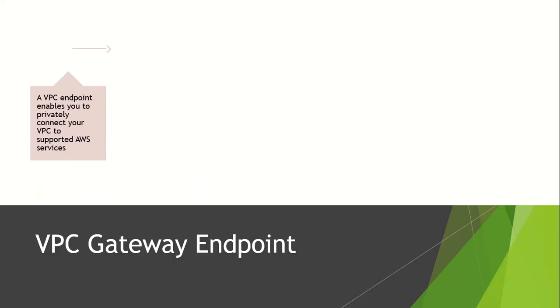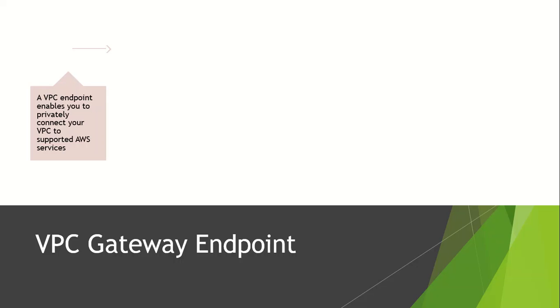So what is a VPC endpoint? A VPC endpoint enables you to privately connect your VPC to supported AWS services. So what does it mean, guys? If you remember, in our NAT gateway video, we created a NAT gateway in our public subnet so that the EC2 instances in a private subnet can access the internet.